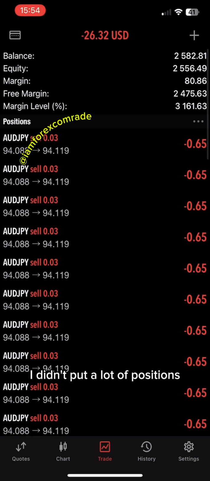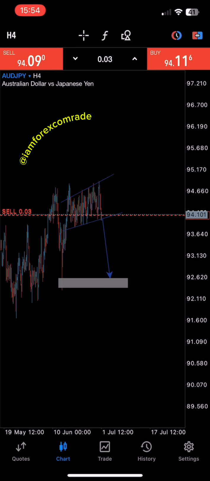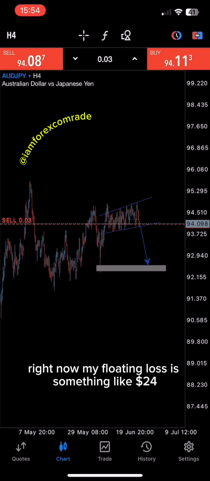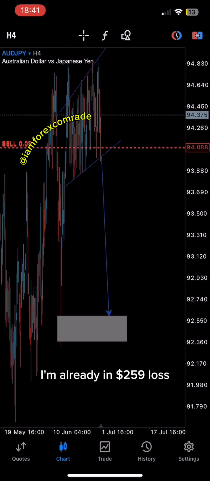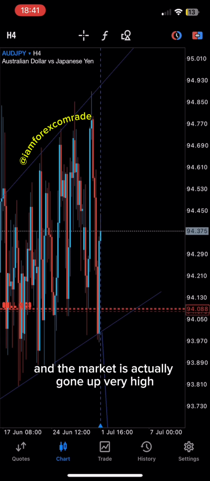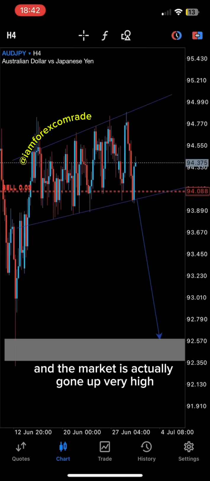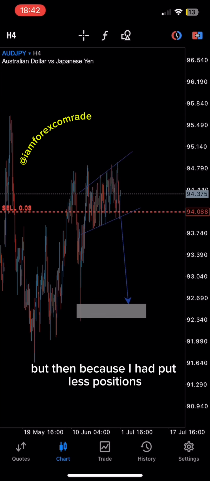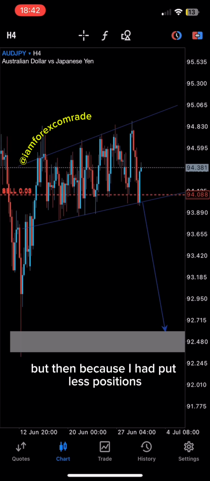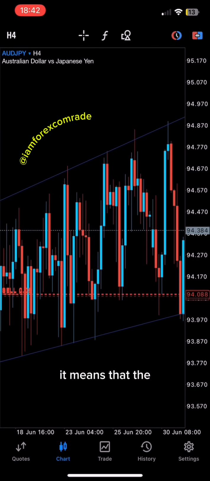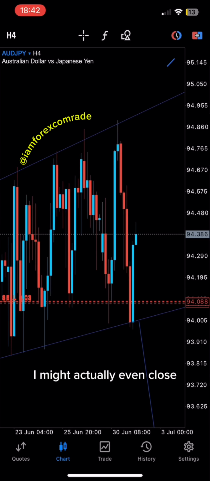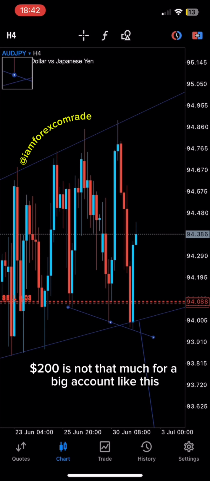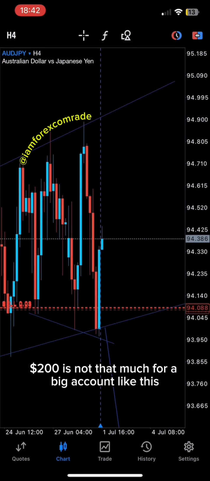I didn't put a lot of positions. As you can see right now, my floating loss is something like $24, and right now, as you can see, I'm already in $259 loss, and the market has actually gone up very high. But because I had put fewer positions, the market is not going to do me any harm. I might actually even close. $200 is not that much for a big account like this.